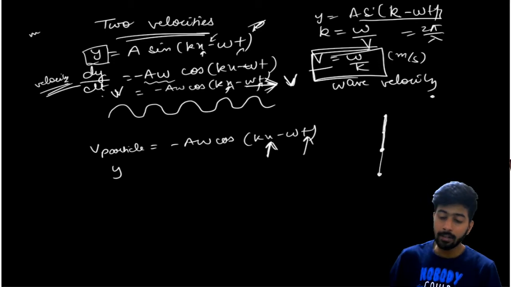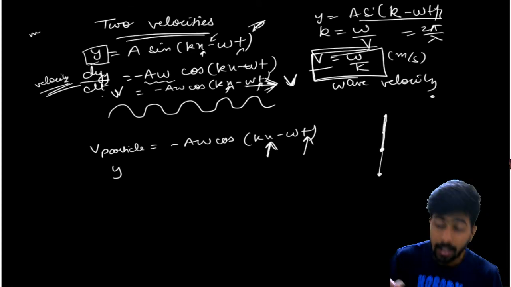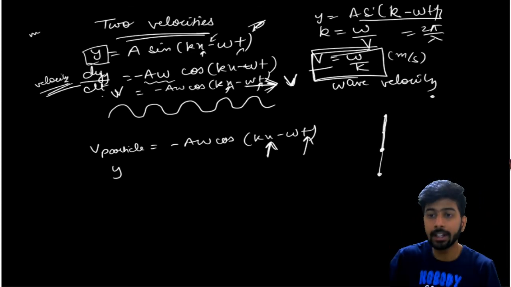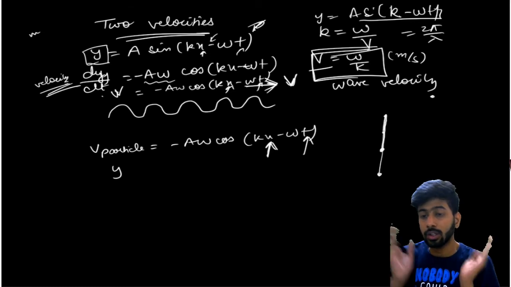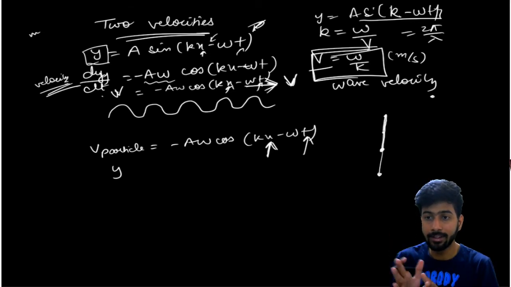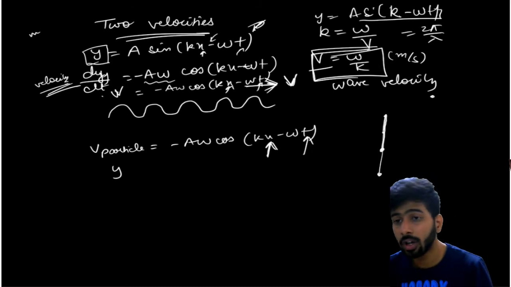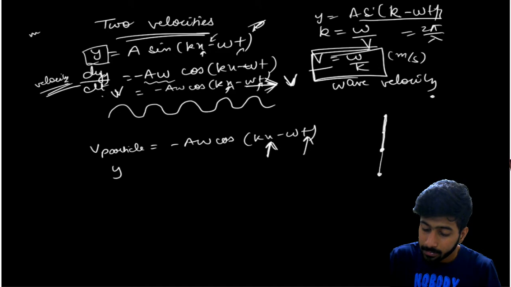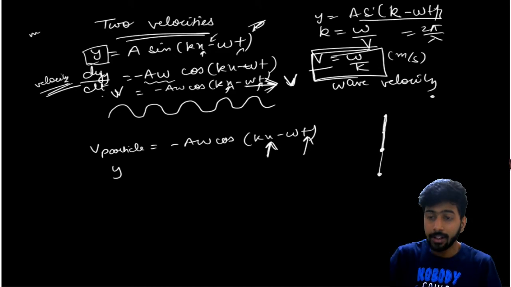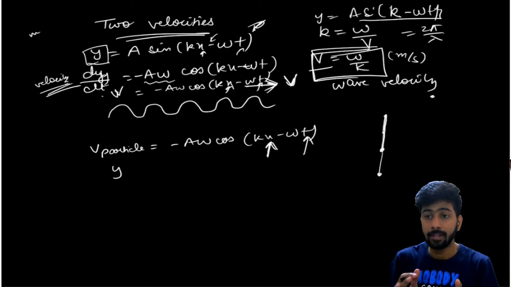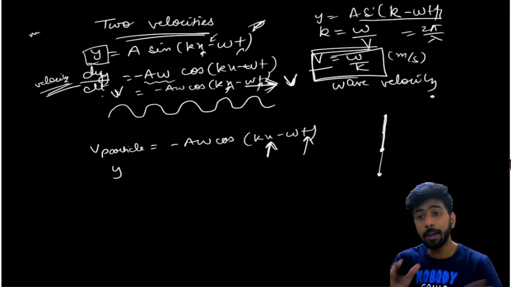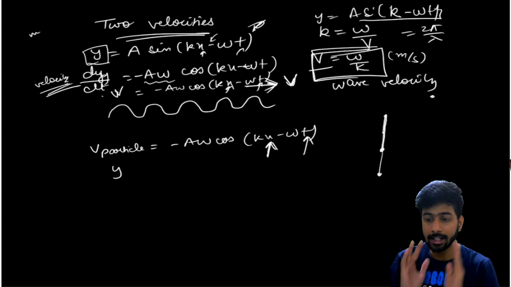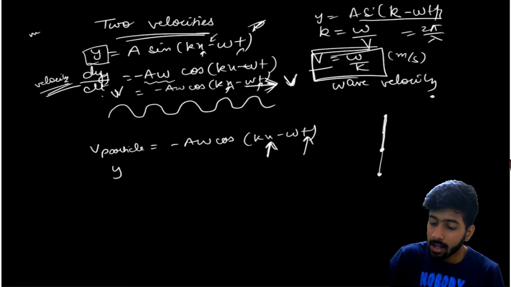So if you want the particle velocity, you will differentiate y with respect to t. And this particle velocity is different for all particles at a particular time, right? So the particles which have the same particle velocity are in phase, and those which do not have the same velocity are not in phase, right? Different particles might have different velocities at a given instant of time, or the same particle will have different velocities at different instances of time. Understand the statement, keep replaying this.